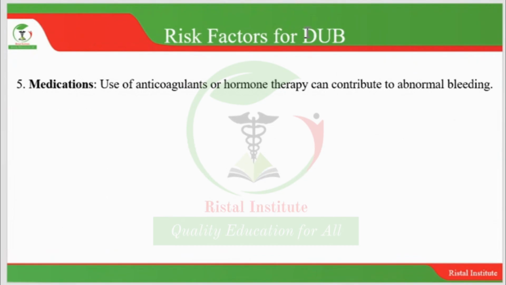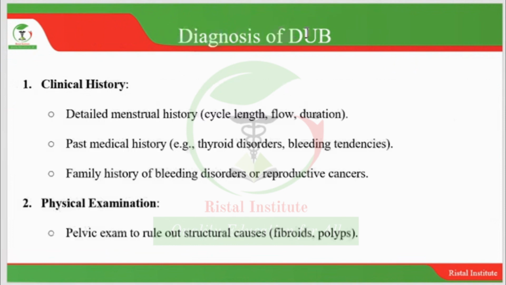Medications such as use of anticoagulants or hormone therapy can contribute to abnormal bleeding. Diagnosis of DUB. Clinical history, detailed menstrual history, for example, the cycle length, flow, then the duration. When the woman has her menses this month, is it going to come next month? Or you can ask, after how long will the menses come?